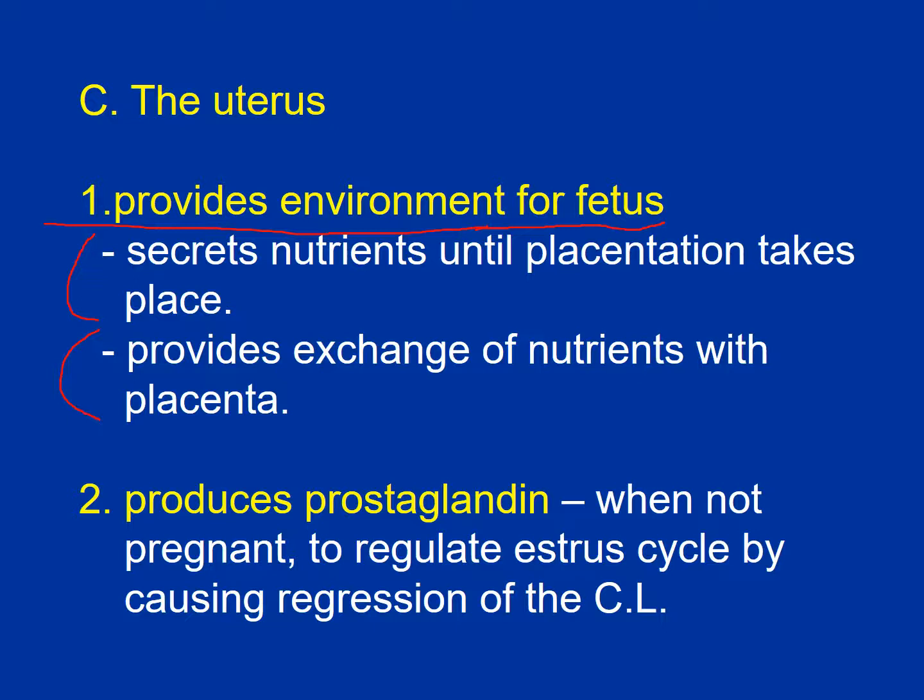The uterus also helps regulate the estrous cycle by producing the hormone prostaglandin. If the animal is not pregnant during the estrous cycle, prostaglandin is released from the uterus, which causes regression of the CL on the ovary.